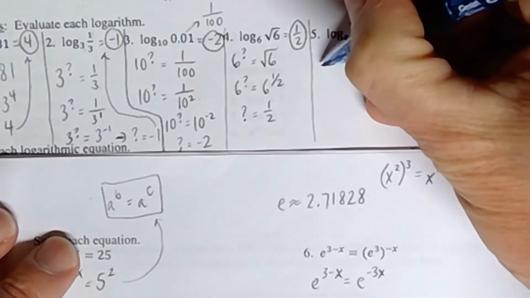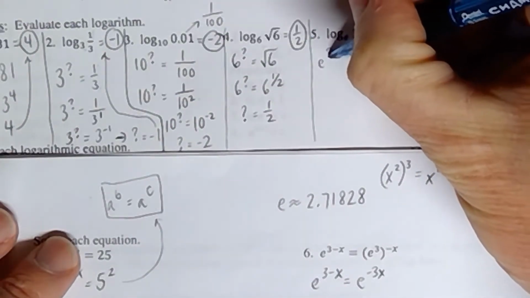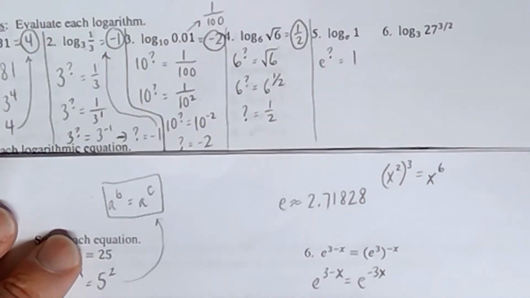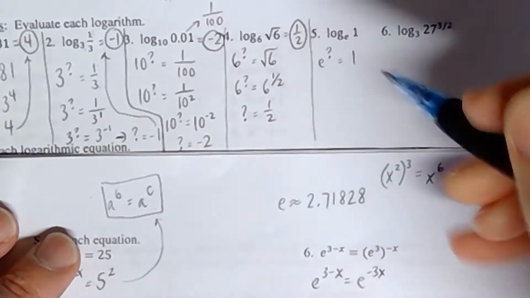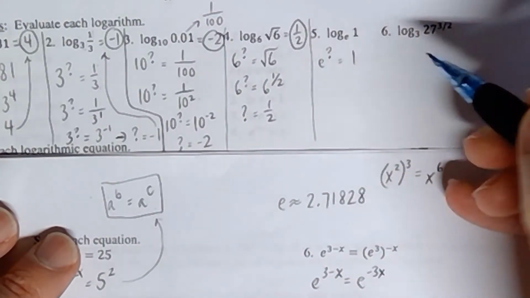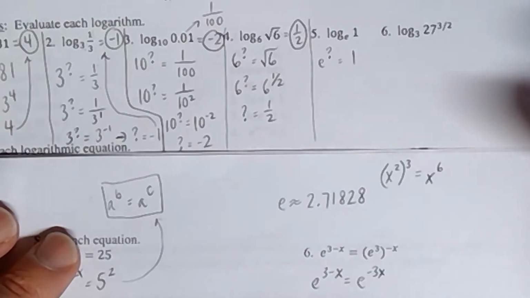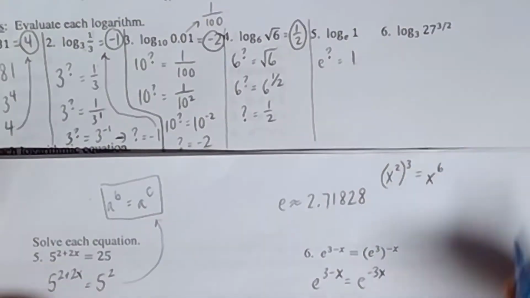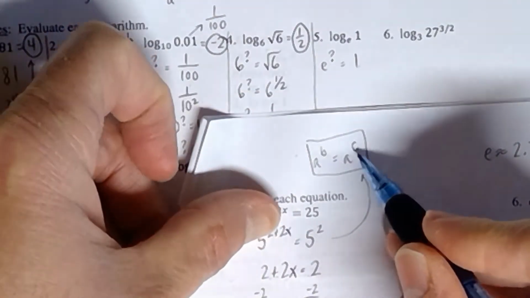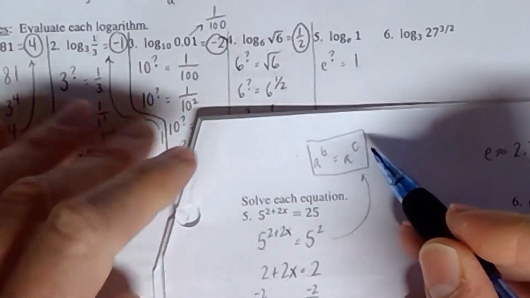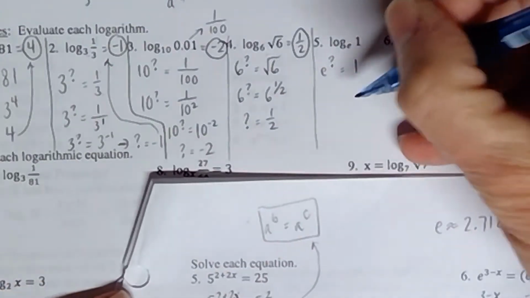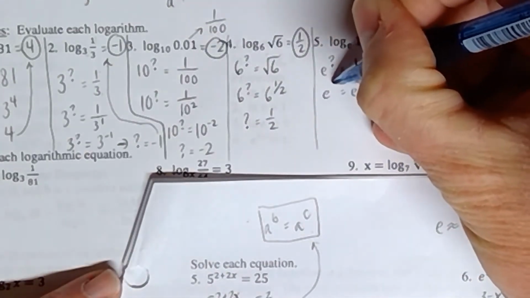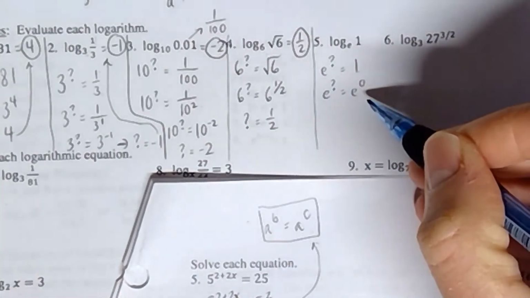E to what power is equal to 1? Okay. At least for the bases that we're going to be doing in this section, including in any logarithm problem, including this one here with base e, the only way you can get an answer of 1 when you set it up to be a base and an exponent is to have an exponent of 0. That's the only way to get 1.